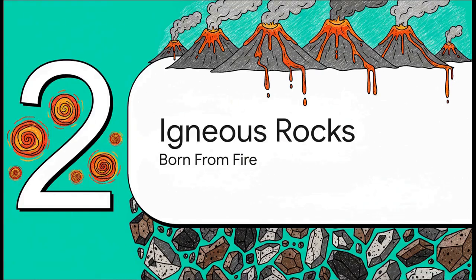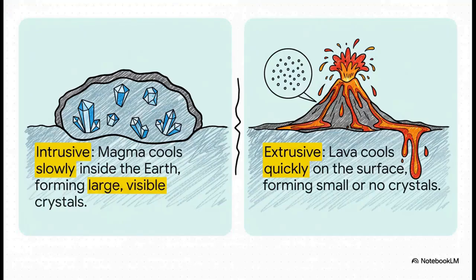Okay, time to meet our first rock family, igneous. And the name is perfect, because it comes from the Latin word for fire, and for very good reason. These are the rocks that are born directly from super hot, cooled down magma or lava. Now, the big difference here really comes down to where the cooling happens, and that's all about magma versus lava. See, magma is the molten rock that's still deep inside the earth. It cools down really slowly, which is called an intrusive formation. And that slow cooling gives it plenty of time to grow these big, beautiful crystals that you can actually see.